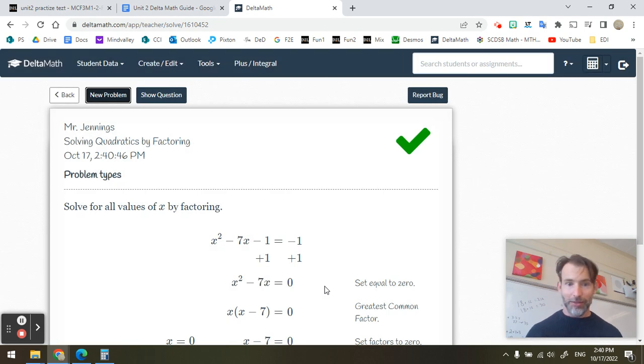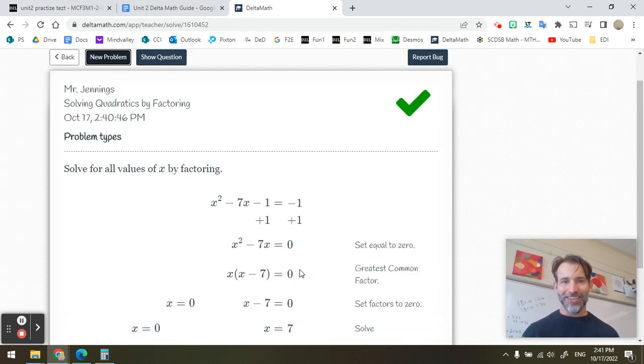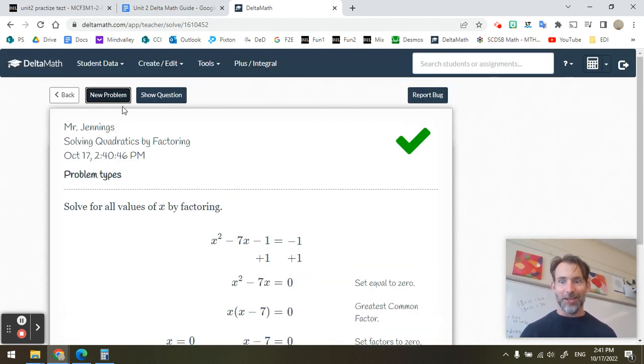How did I know that? Well, I added 1 to both sides, like I said. I got this one. I factored it into this, and I saw that x is 0 and x is 7 were my two solutions. So you can do the same thing. If you can do these in your head, that's fantastic, and you could just rail off a bunch of these problems really quickly.